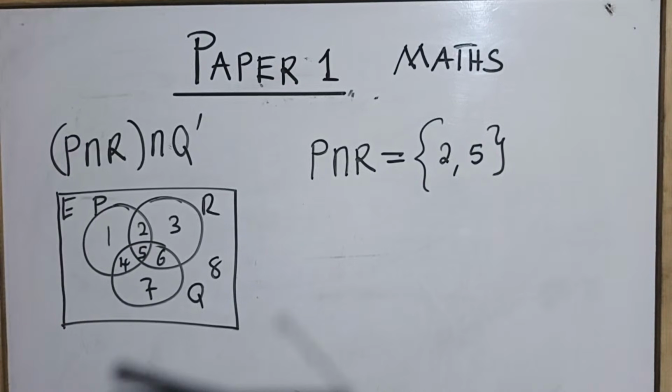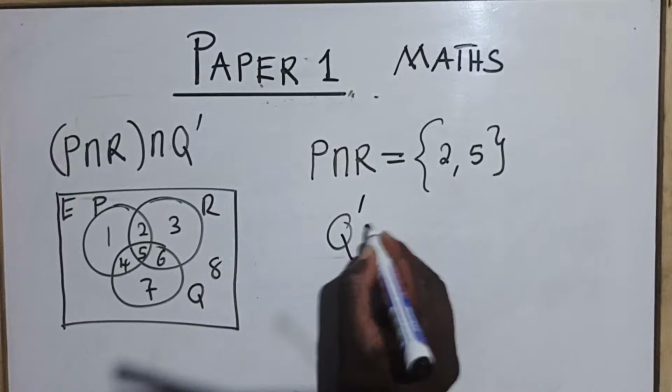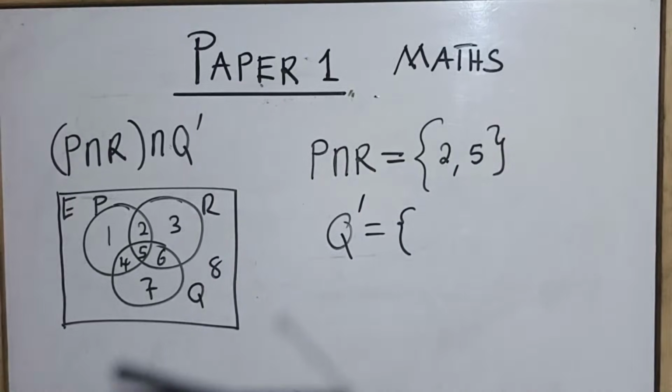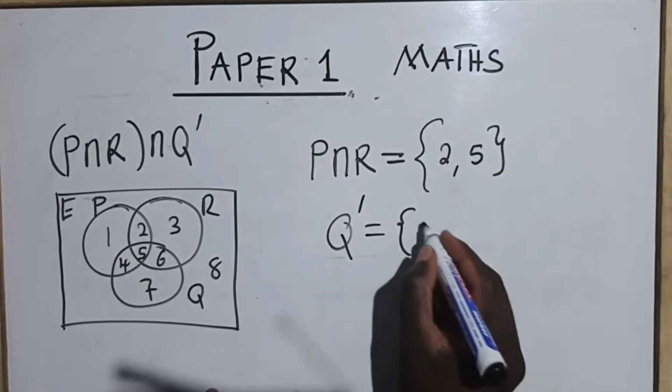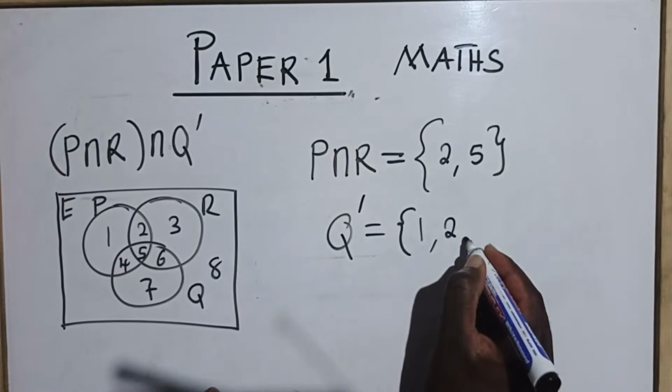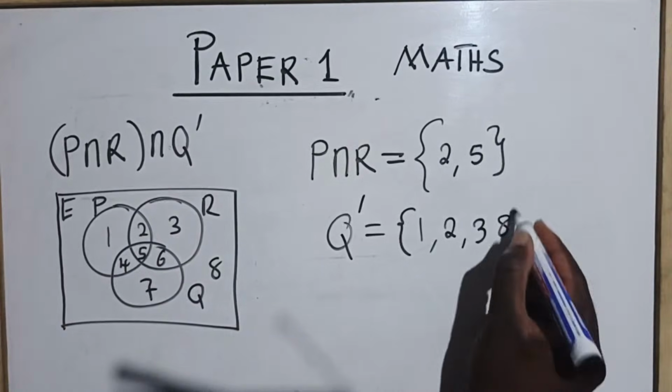Okay. We now find our Q. So the Q right here, Q complement. Q complement meaning don't get what is in set Q. So you get what is outside set Q. That is the 1. It's not in Q, 2, 3, and 8.